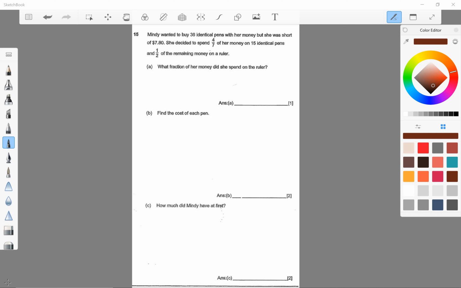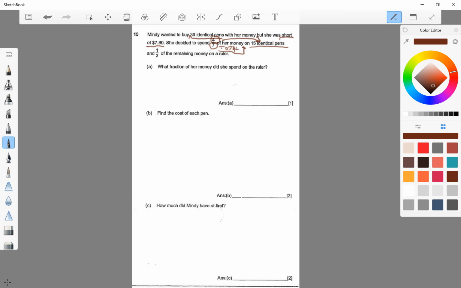Mindy wanted to buy 36 identical pens with her money, but she was short of 780. So short of means not enough. Instead, she decided to spend 4/7 of her money on 15 identical pens. So it means that 4 out of 7 of her money went to the 15 identical pens. So the numerator 4 goes to the 15 pens. And at the same time, we can understand that the denominator 7 tells us that her total money happens to be 7 units.